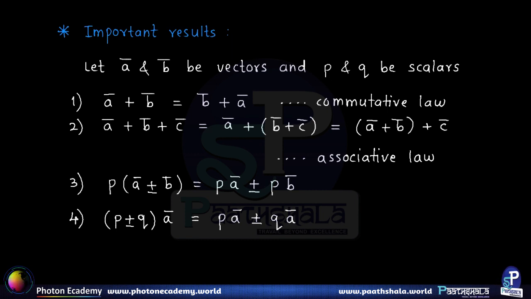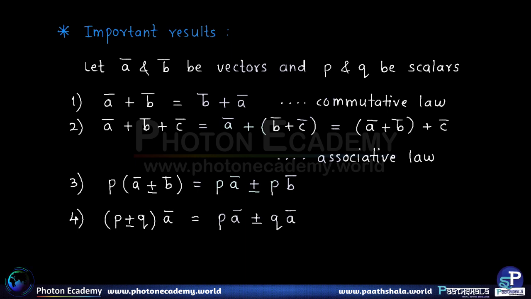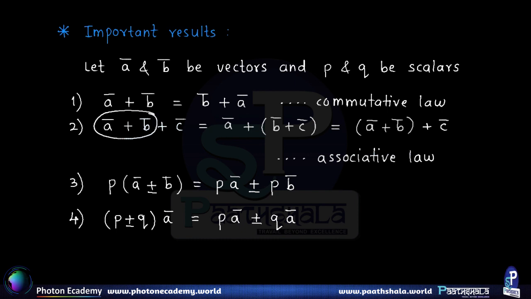Second one is a bar plus (b bar plus c bar) is equal to a bar plus b bar, bracket complete, plus c bar. And this is called as associative law. So what it says is, suppose we have three vectors to add, then we can add any two vectors first and then add that result to the third vector. So the final result will be the same irrespective of which two vectors you add first or associate first. So therefore it's called as associative law.